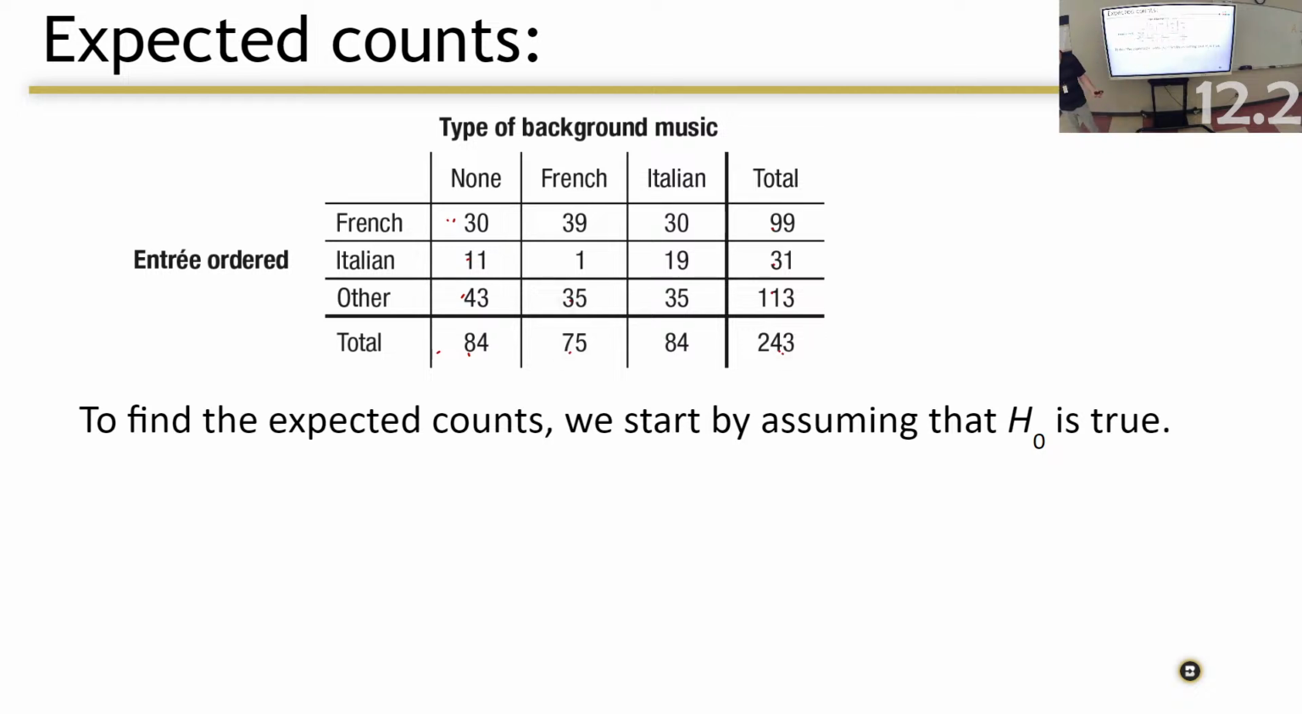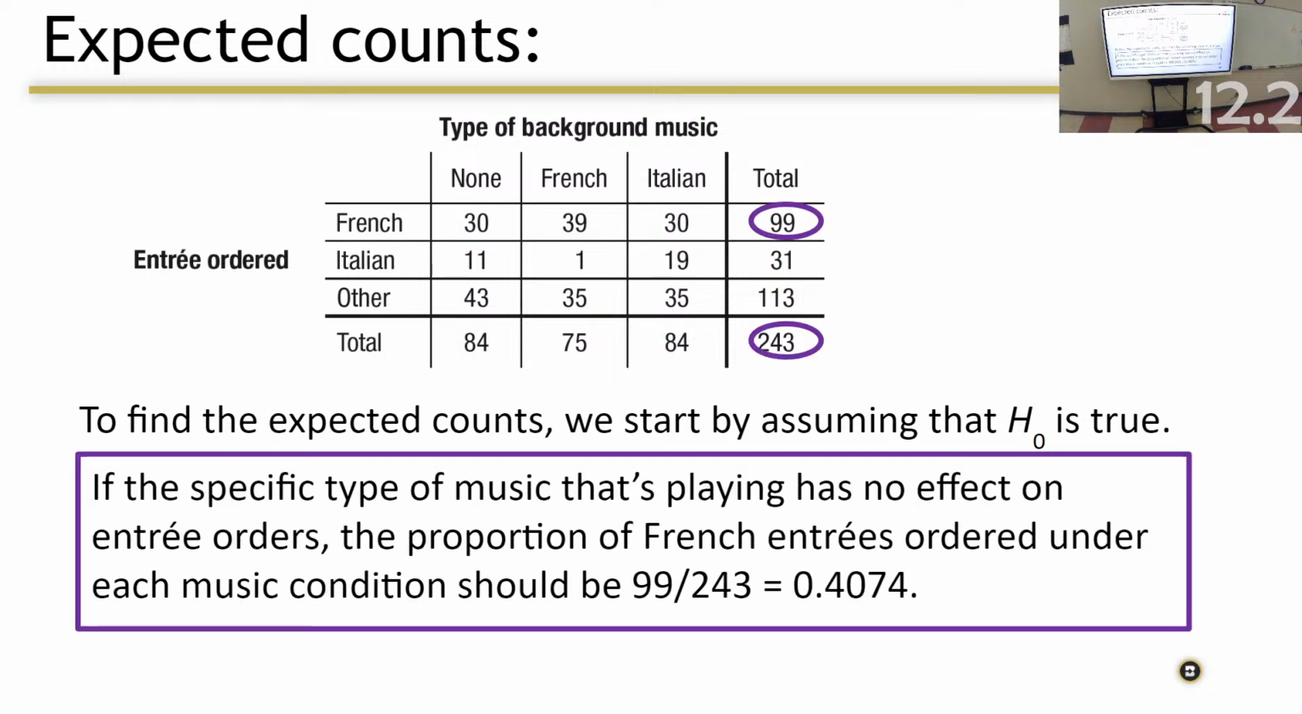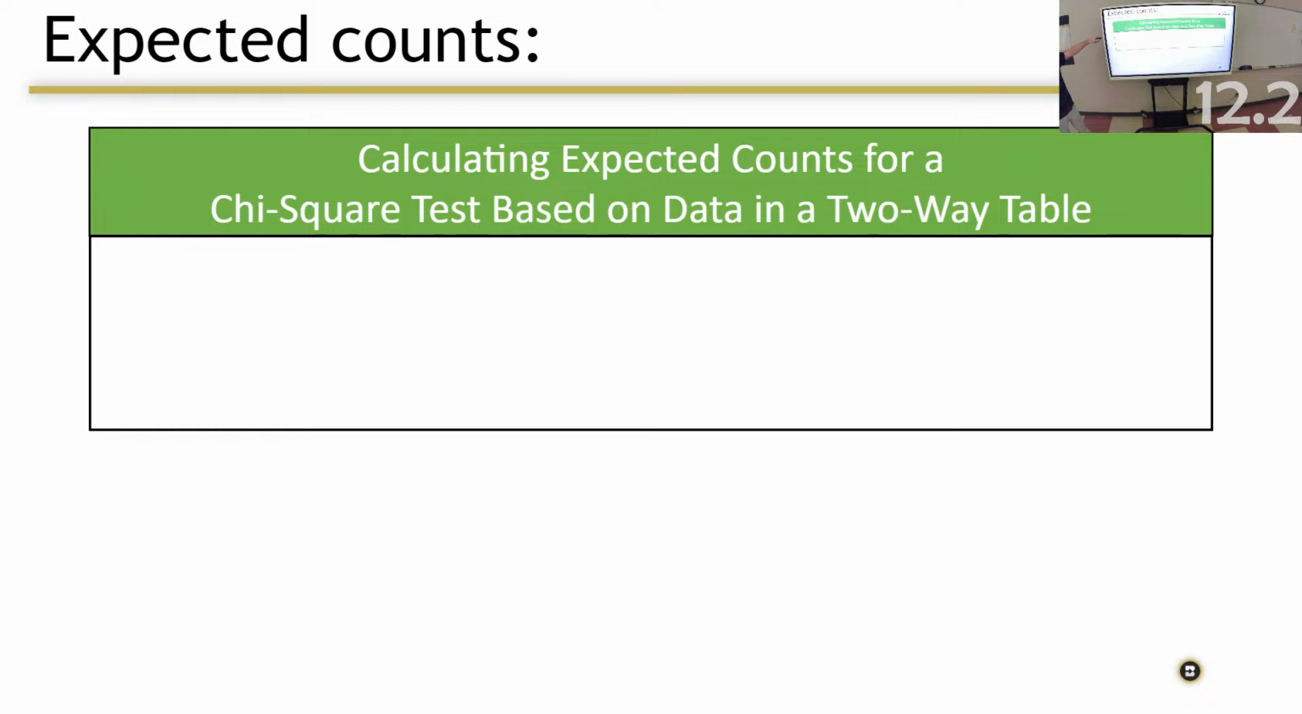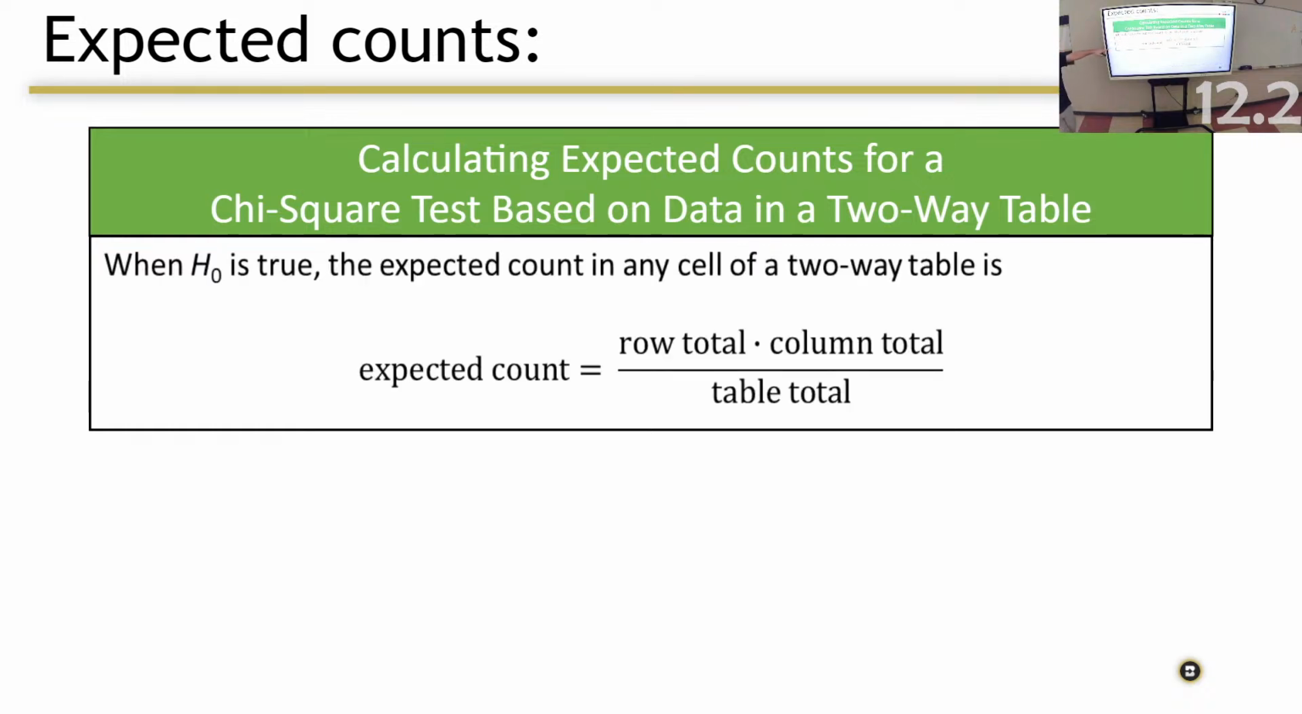In order to get those, you take the row total and the column total. Where those two meet, that's the expected count. You divide it by the table total. If the specific type of music playing has no effect on the entree orders, the proportion of French entrees ordered under that condition should be that. So this is how you find those expected counts.